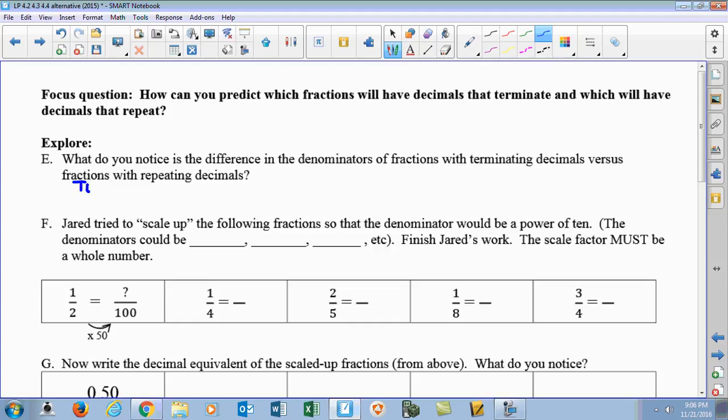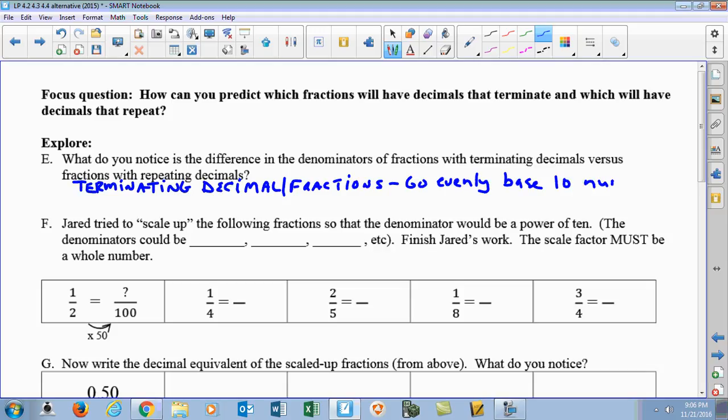I'll try to write this as small as I can. Again, terminating decimals slash fractions. Those denominators can go evenly into base 10 numbers: 10, 100, 1,000, 10,000, 100,000, etc.